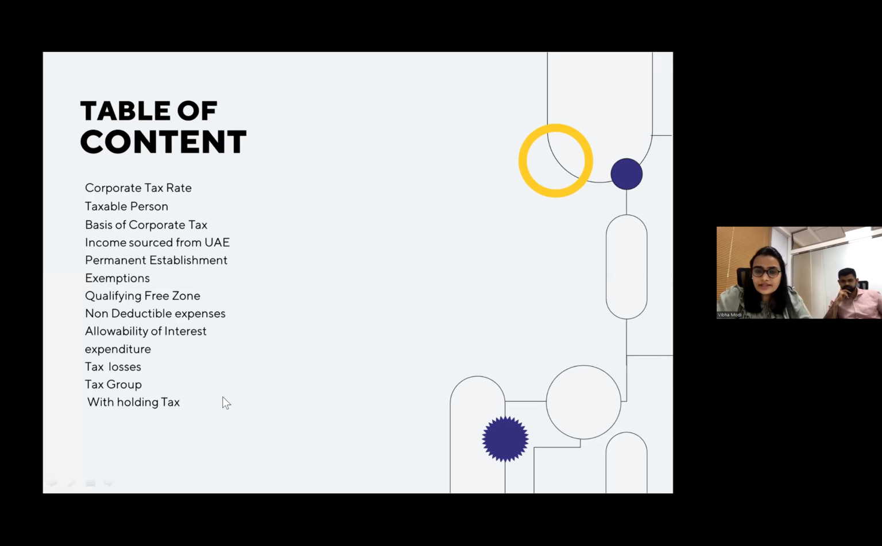They have given clarity on which income is going to be taxable in free zones, but there is still a lot of gray area in free zones, and we are awaiting more information on that. On the expenses side, they have given the non-deductible expenses, the allowability of interest expenditure, tax losses, tax groups, and the provisions on withholding tax. So these are the major topics we are going to discuss today. We'll start with the rate of tax.